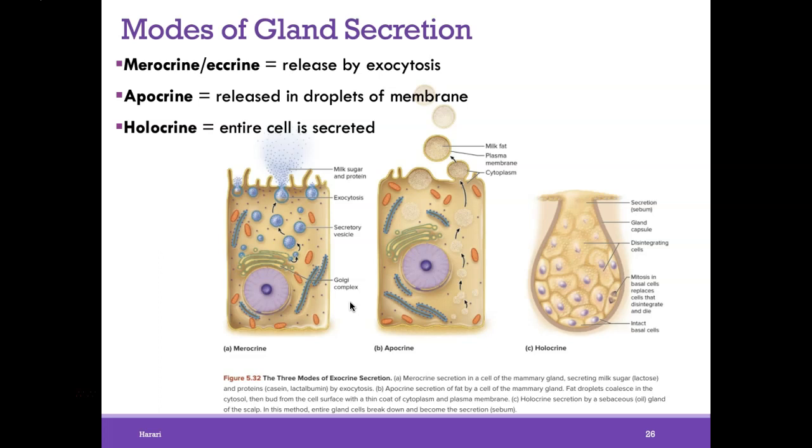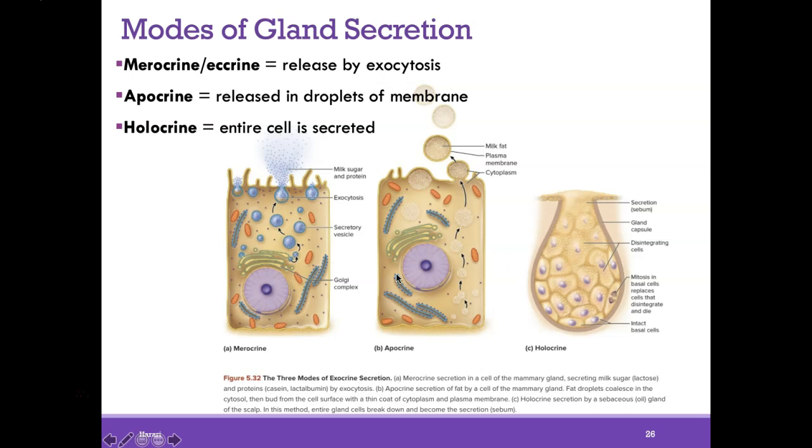And there are three different ways that glands can secrete their substances. Merocrine, also known as eccrine glands, release stuff by exocytosis. So they have vesicles containing stuff to be released, and that stuff will be released as the vesicle fuses with the plasma membrane.